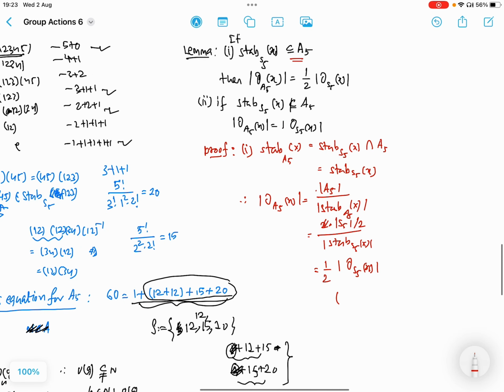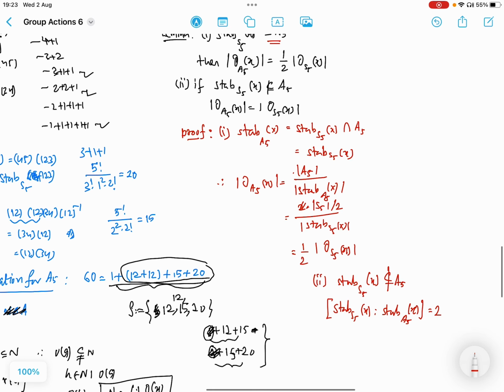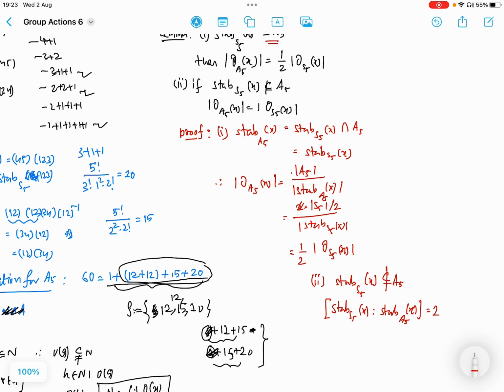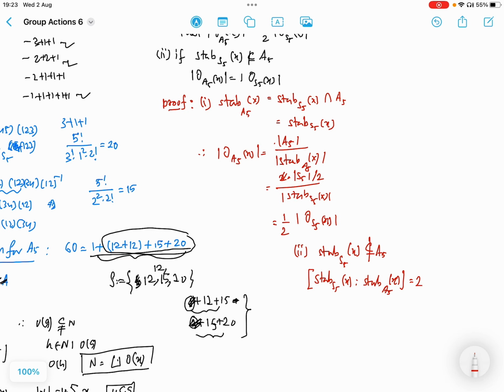And the second one is similar. So if this stabilizer is not completely inside A5, then the stabilizer in A5 of x is again a subgroup of this, and clearly this is of index 2, because you can again compose it with the sign permutation and all. I'm not going there again. This is the usual proof that there is either no odd permutation or there are exactly half odd permutations. So I'm just using this in this notation.